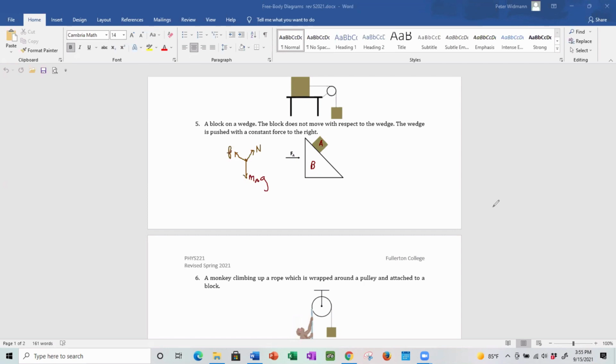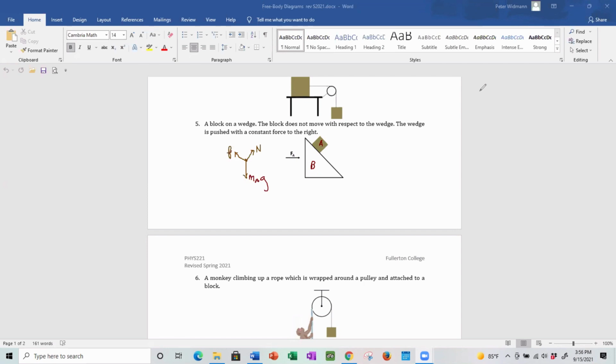Okay, Josh, go ahead and do the free body diagram for the wedge B. Okay, we'll come back to you, Josh. Aurelio, can you do a free body diagram for the wedge B?